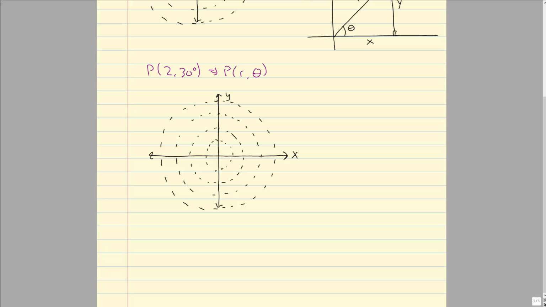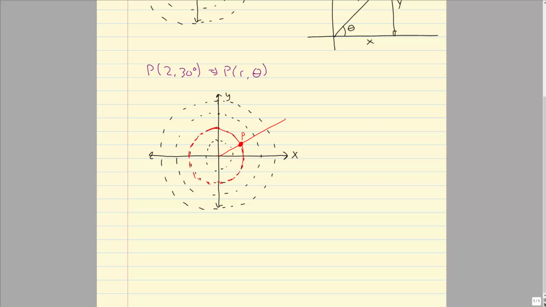So here, it says 2, my radius of 2, so that means I'm going to be somewhere on this circle because I'm 2 units out. And then it says I have to be 30 degrees out. So 30 degrees would be right here. So it would be this point on the circle. That's the point that I'm talking about right here. So that is the point 2, 30 degrees. It's not this entire line, it's just this point P right here.